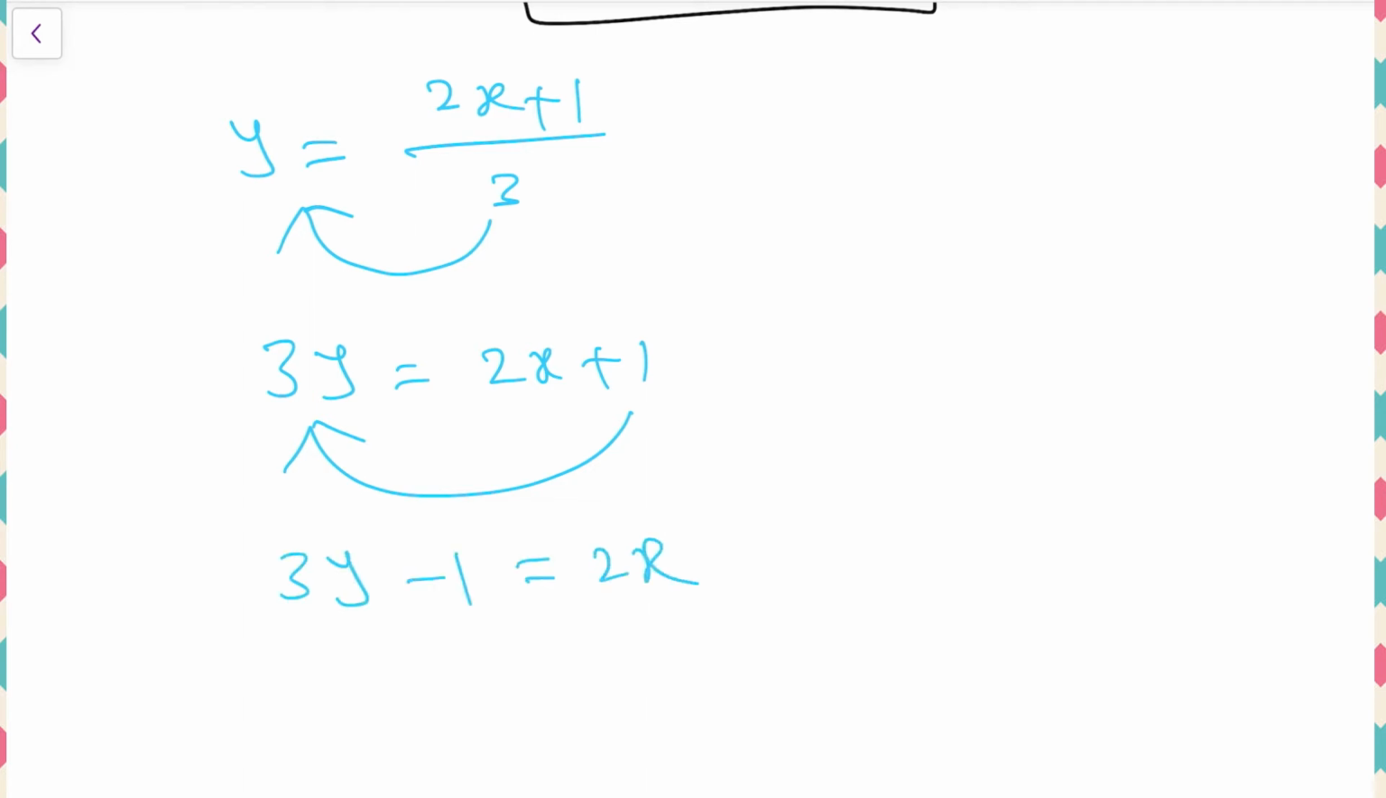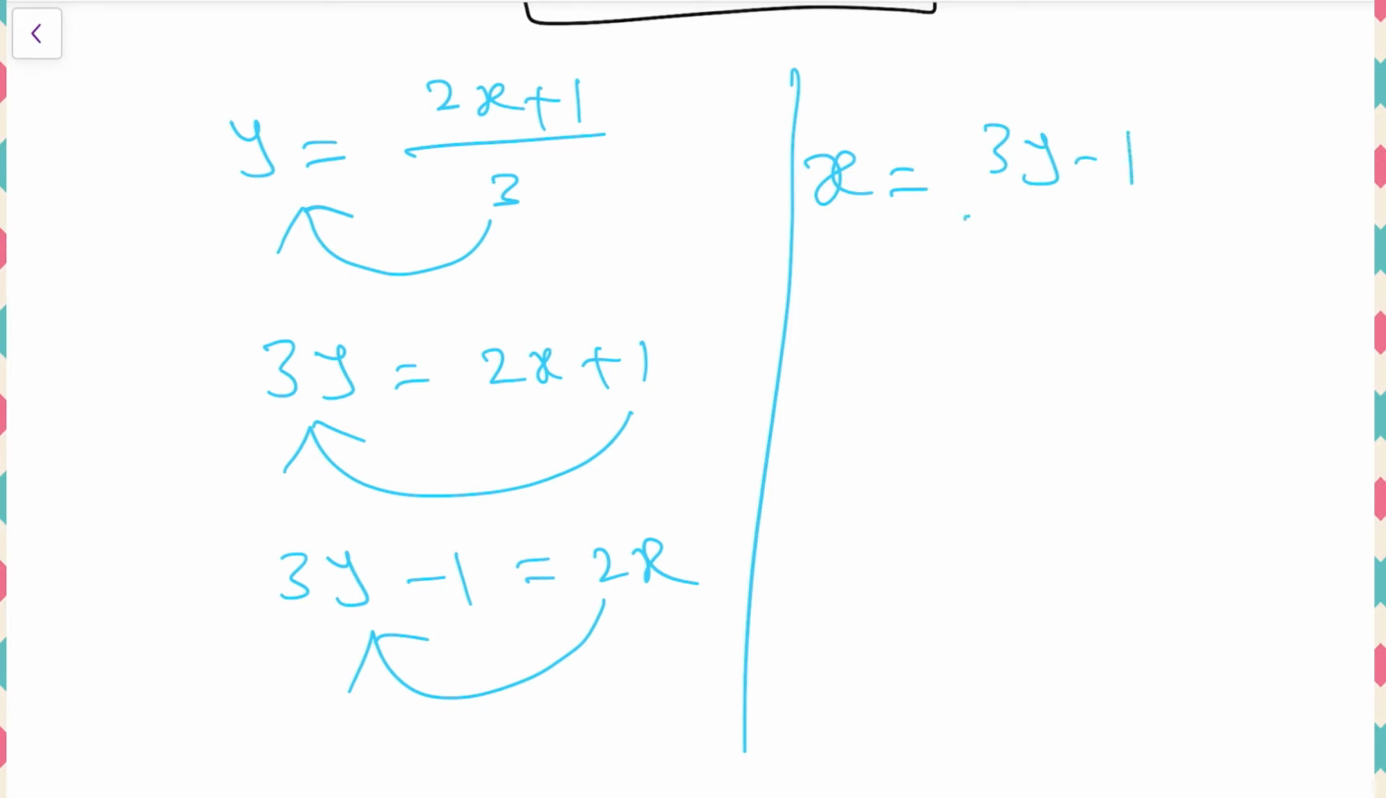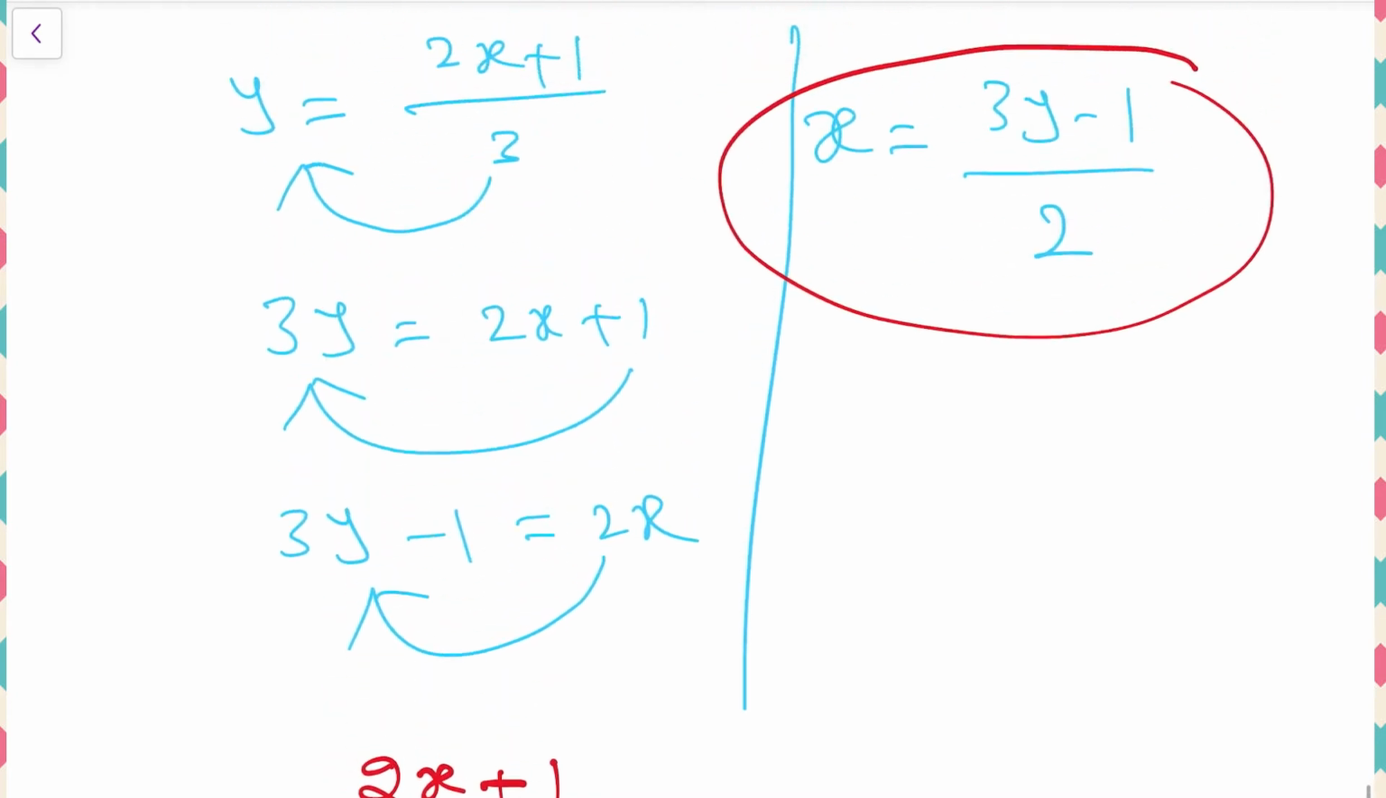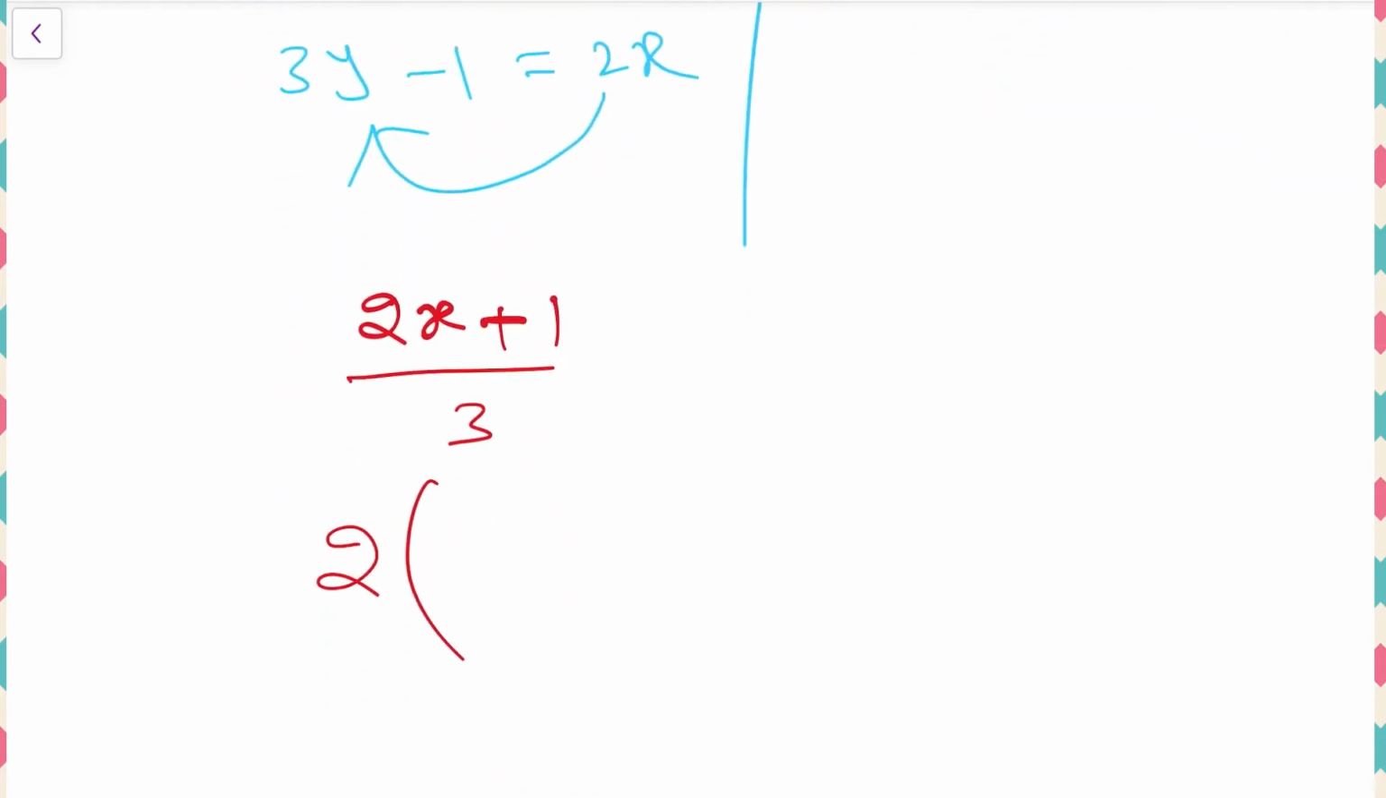Now we want the x value, so take 2 to the left side. So x is equal to (3y minus 1) divided by 2. This x value we need to substitute in the place of x in the given original function. The function given is (2x plus 1) divided by 3. 2 as it is, into, in the place of x we need to substitute (3y minus 1) by 2.